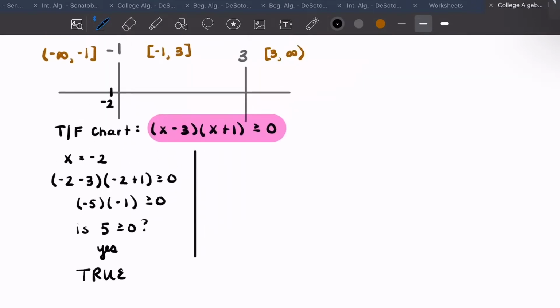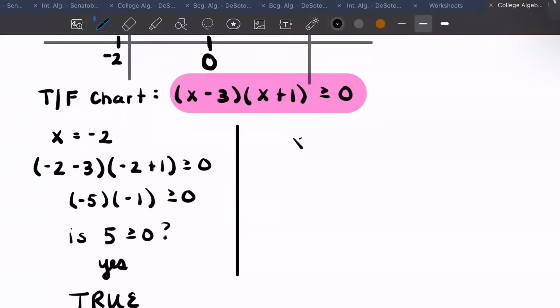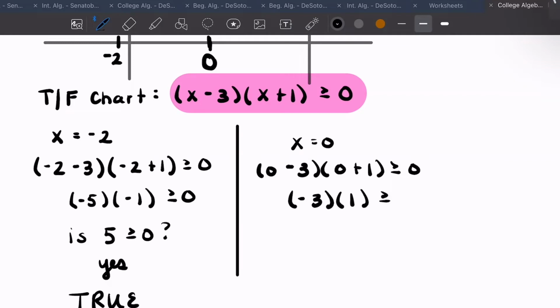Now pick something in this middle interval. All right. It's always going to be smart that if you have 0 in your interval, pick it. Okay. So we'll pick 0. So 0 minus 3 times 0 plus 1 is greater than or equal to 0. So you get -3 times 1 is greater than or equal to 0. So is -3 greater than or equal to 0? No, that is false.